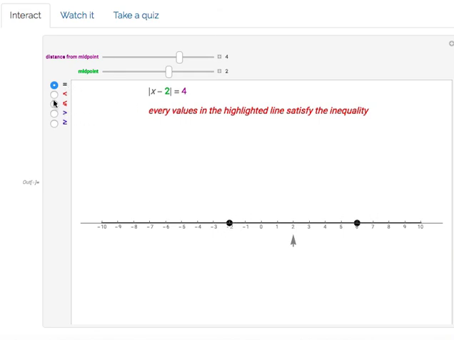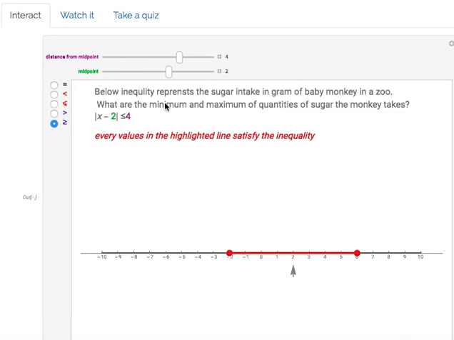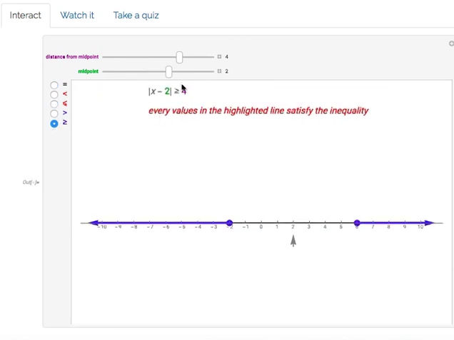So play around with other inequalities and understand how this absolute value represents things in the practical world.